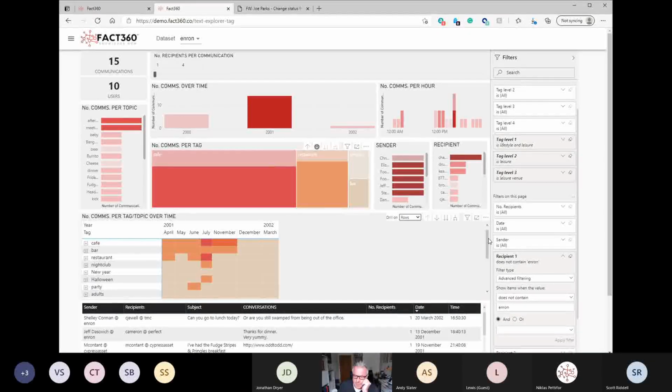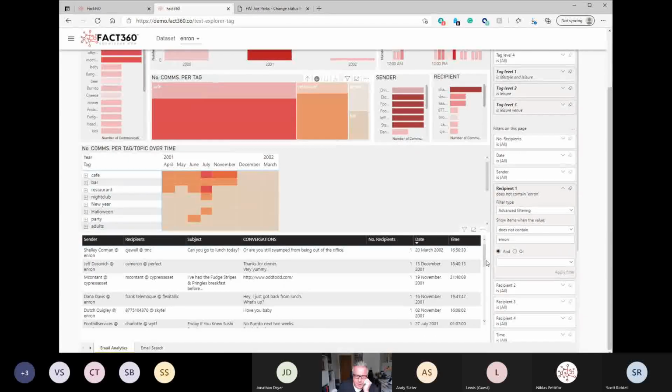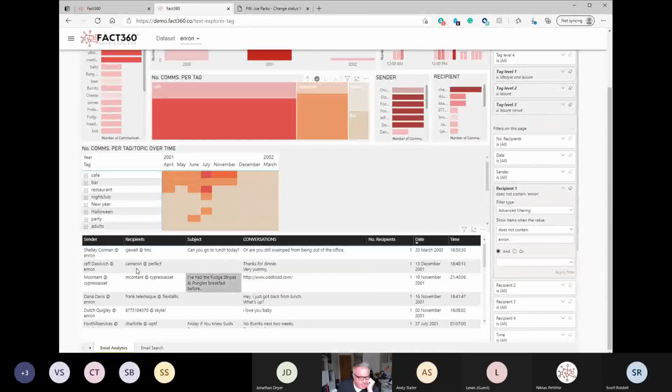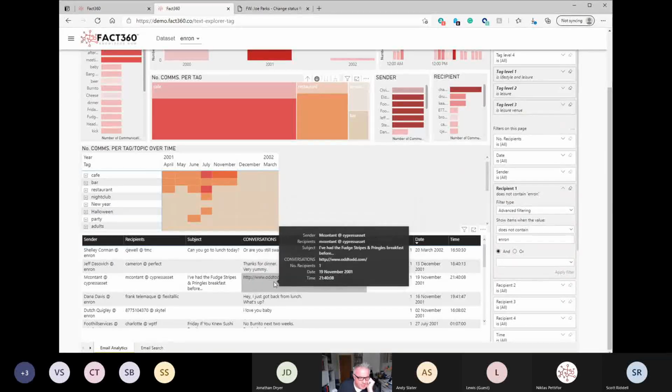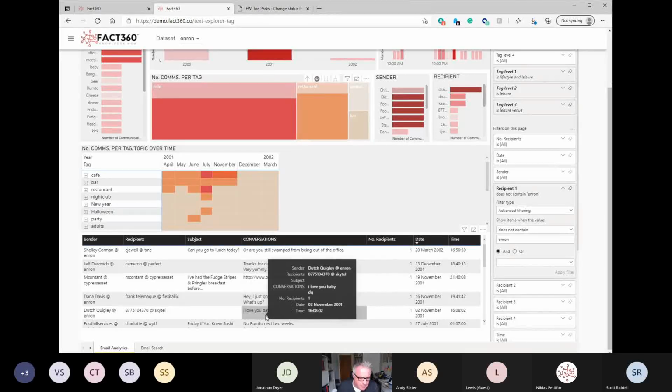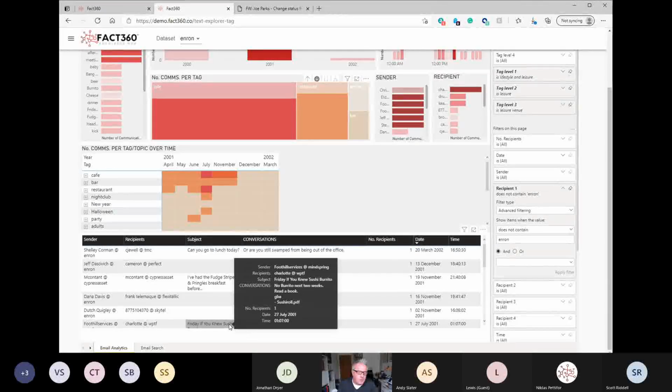If I scroll down to the bottom here, you can see there's not much. So we've got a list of emails. It tells you at the top: we've got 15 comms between 10 users. And you can see here, can you go to lunch today? Still swamped in the office, etc. I've had the fudge stripes and Pringles, breakfast burrito, if you knew sushi. So we're not looking necessarily at the words lunch, dinner, etc., but they're all around a social engagement.